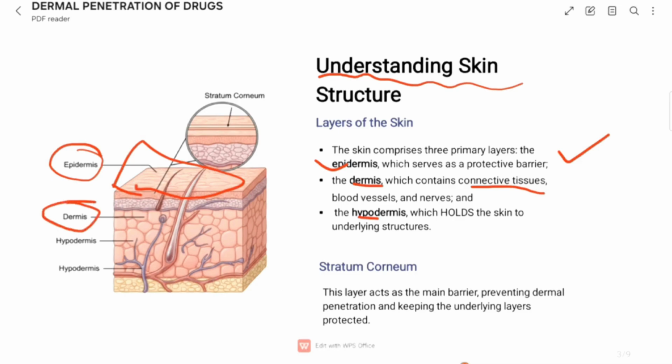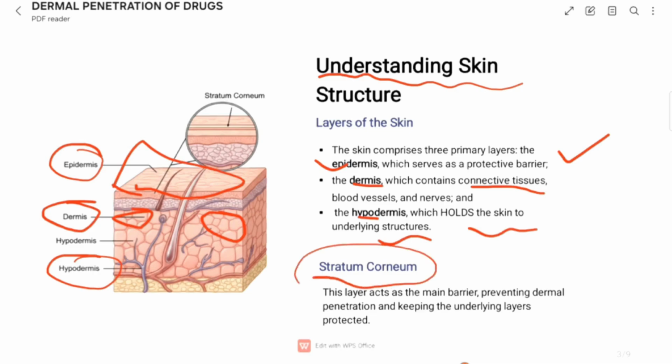Then the dermis is just below the epidermis and contains connective tissue. Here we can see the connective tissues. Then the innermost layer is called the hypodermis. The hypodermis holds the skin and underlying structures. And a very important layer is the uppermost layer, which is part of the epidermis, called the stratum corneum. It acts as the main barrier and prevents the dermal penetration of drugs into the skin.